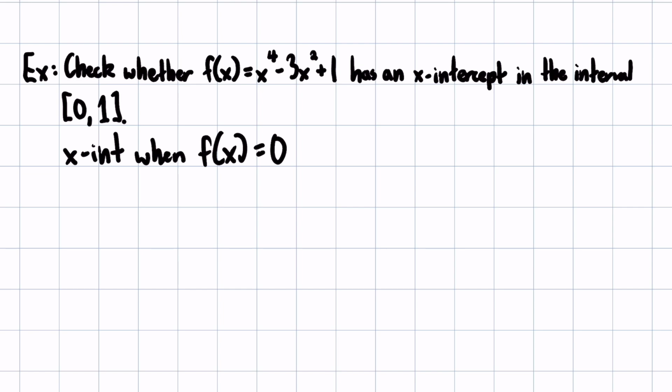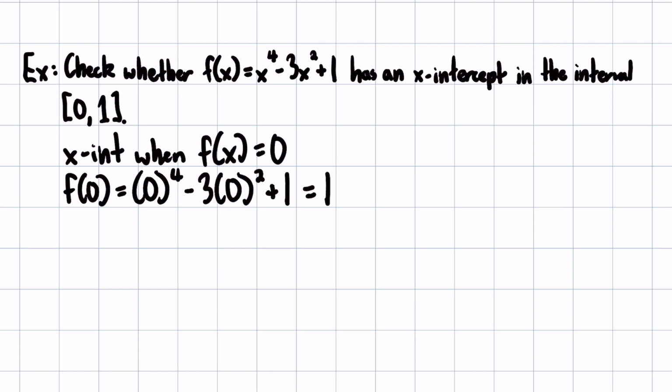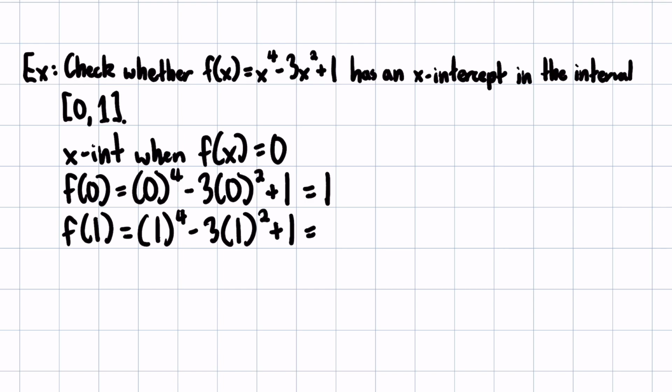right? So what we want to do is plug in the first endpoint, 0, and so we have 0 to the 4th power minus 3 times 0 squared plus 1. That gives us 1. And then we're going to have f of 1. That's going to be 1 to the 4th power minus 3 times 1 squared plus 1. That's 1 minus 3 plus 1. That is going to give us negative 1. So f of 1, which is negative 1, is less than 0, is less than f of 0.